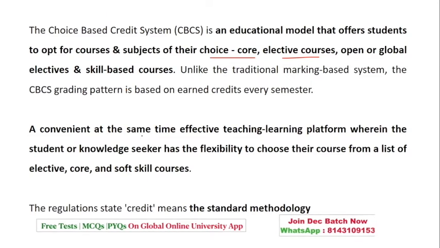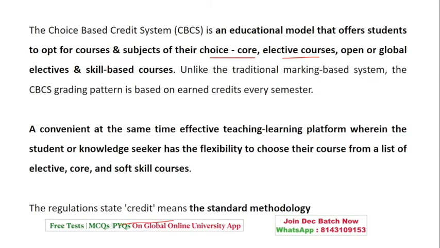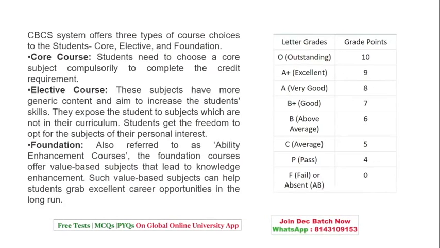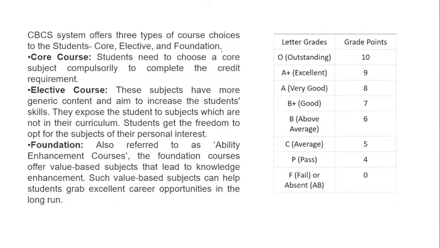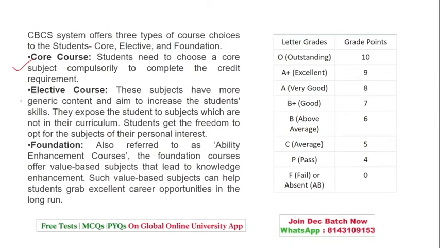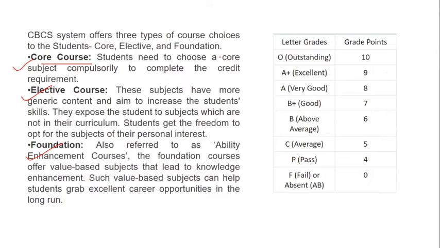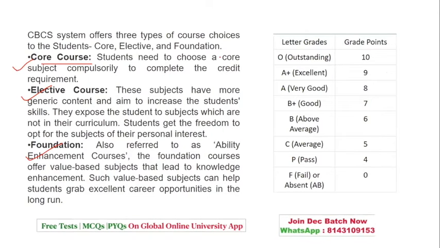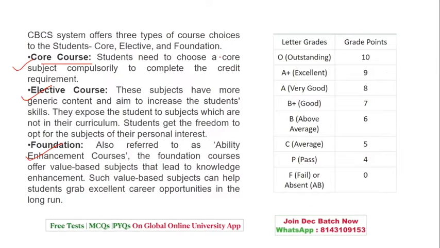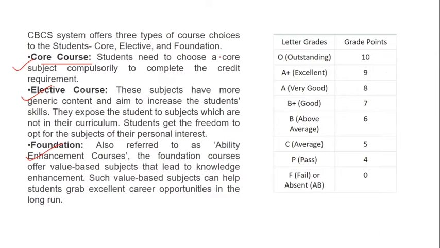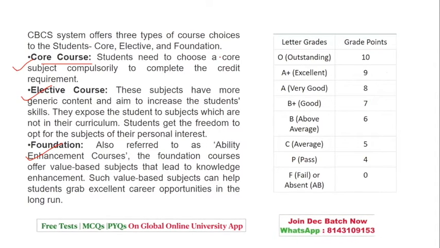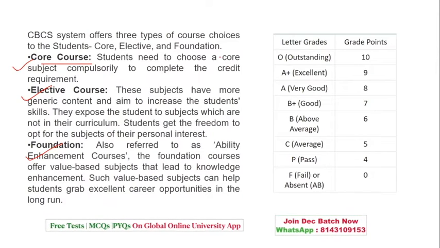The regulation states that credit is nothing but the standard methodology. So now, when we see them in detail, there are three types of courses, that is the core, the elective, and the foundation. Core is where it talks about choosing a core subject in order to complete the requirement. Elective is basically which aims to increase the students' skills, expose them to the various subjects, and give them the freedom with respect to personal interest. And foundation is an ability enhancement course which helps them to offer the value based subjects.